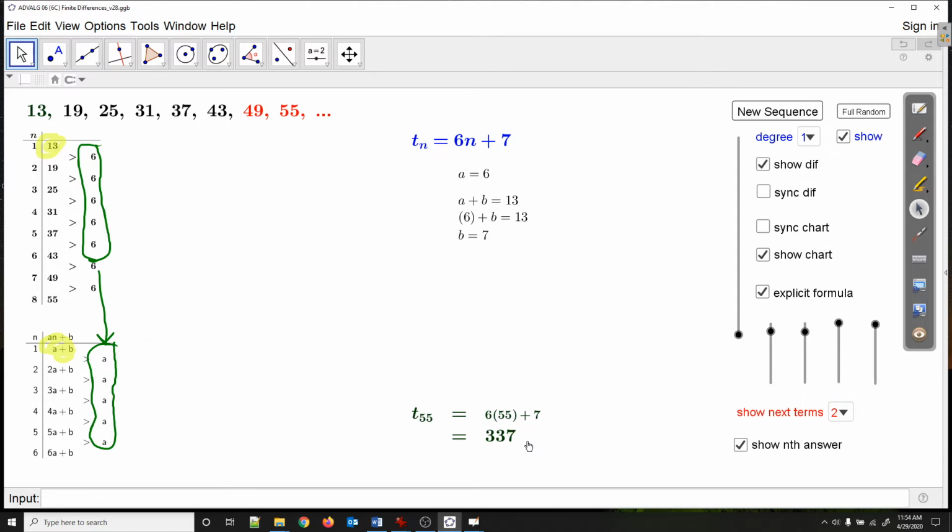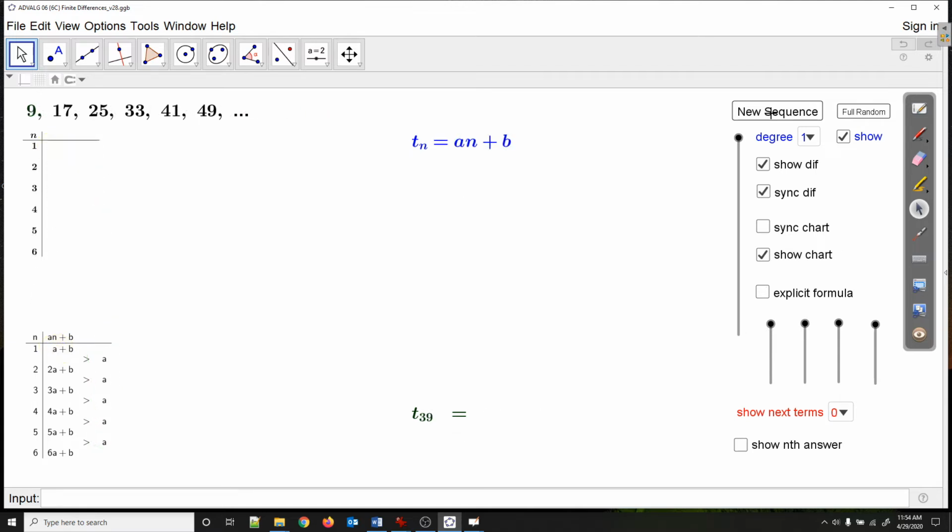And this is the process in which we generate an explicit formula for finding these particular types of sequences that are based in first degrees. So let's start this whole process all over again with a new sequence of 9, 17, 25, and so on. Let's sync up our numbers. So we go 9, 17, 25 vertically.